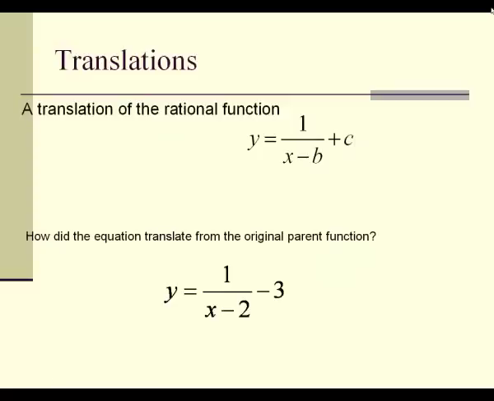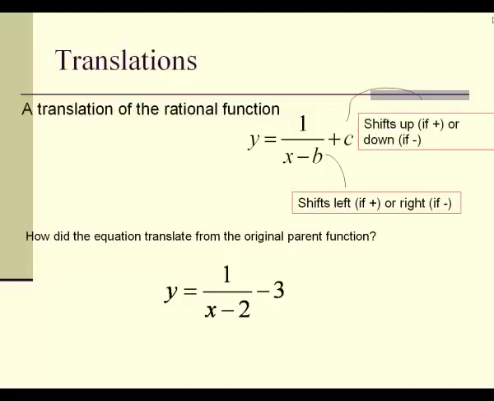Okay, so when you have the graph of a rational function, you're going to look to the bottom of the fraction to see your left and right shift. If you see x plus a number in the bottom, it's shifting to the left, and if you see x minus a number in the bottom of the fraction, you're shifting to the right. On the end of the fraction, if you see a plus number, then you're shifting up, and if you see a minus number on the end of the fraction, you are shifting down.